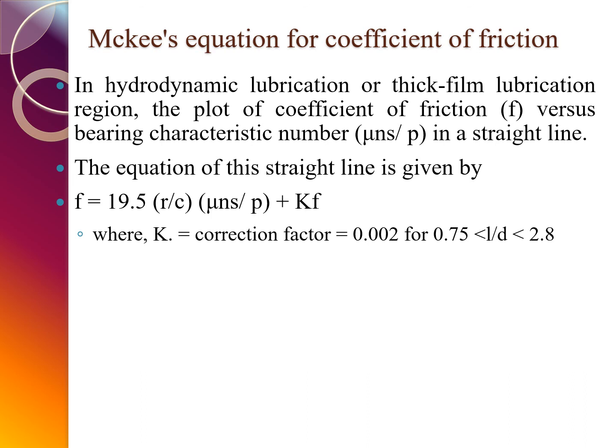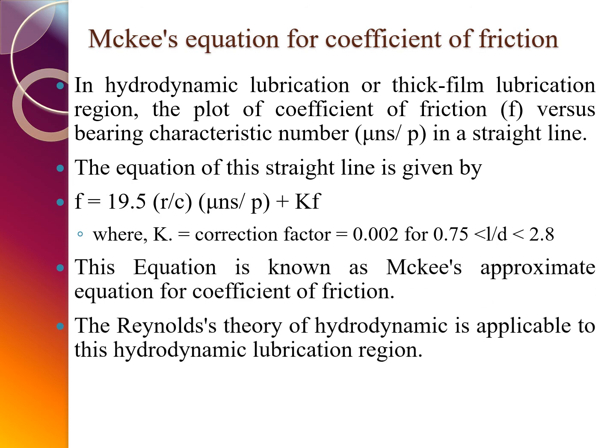So the equation of that straight line is given by f = 19.5 (r/c) (μNs/p) + k, where k is the correction factor. It is equal to 0.002 for L/d ratio between 0.75 and 2.8. This equation is known as Mckee's approximate equation for the coefficient of friction. Reynolds theory of hydrodynamic lubrication is applicable to this hydrodynamic lubrication region, or only for the thick film lubrication region. Thank you for listening.